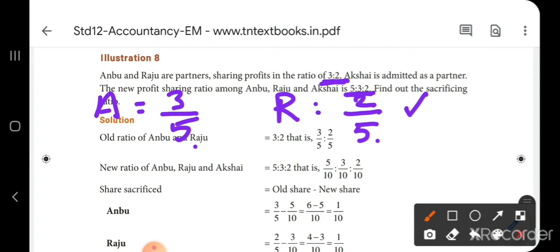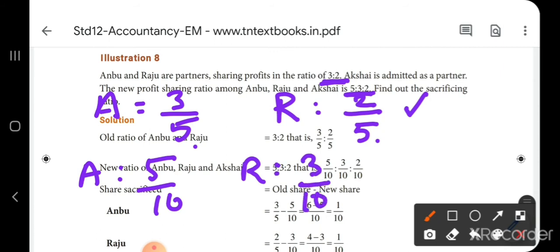Okay. Now new share for Anbu is 5 by 10. For Raju it is 3 by 10. And for Akshay it is 2 by 10. This is the new share. 5:3:2. 5 by the total. 5 is the part. 10 is the total, 5 plus 3 plus 2. Okay. For Raju it is 3 by 10. And for Akshay it is 2 by 10. Hope it is clear till this. Now apply the formula. Sacrificing ratio is equal to old share minus new share.